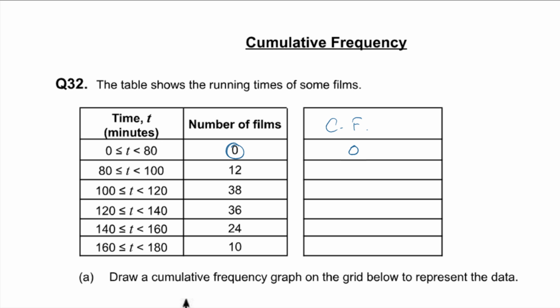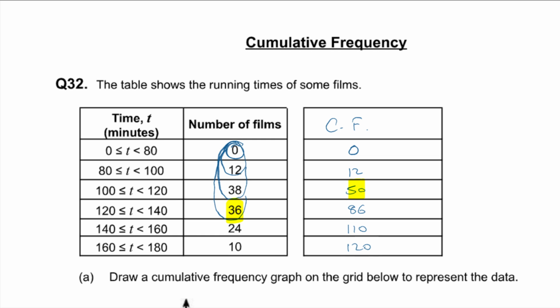So the second cumulative frequency is going to be the 0 plus the 12, which comes to 12. The third cumulative frequency is going to be 0 plus the 12 plus the 38, which adds up to 50. The next cumulative frequency adds on the 36, so I can just add 36 onto the 50, because 50 is the first three numbers. So you can just add your new frequency to your old cumulative frequency as you go down the list. So 50 plus 36 is 86. Next one is going to be 86 plus 24. That comes to 110. And then I've got 120 on the end.